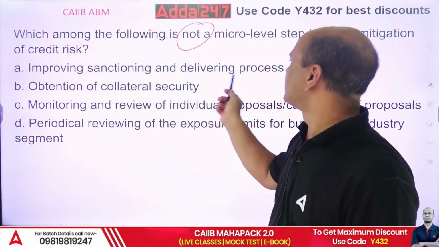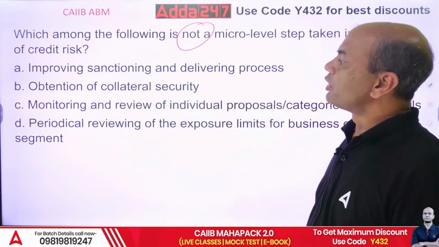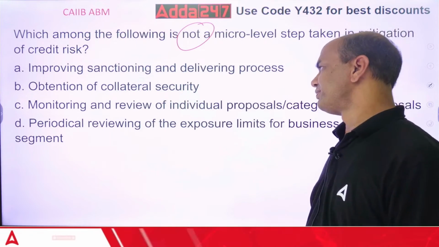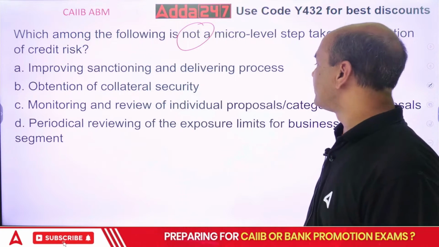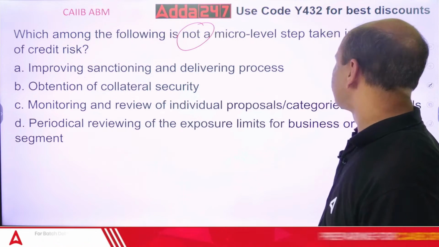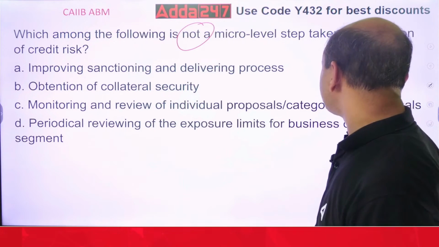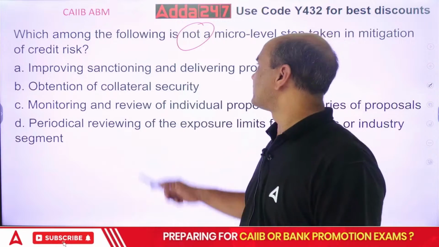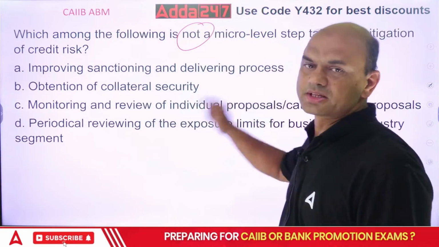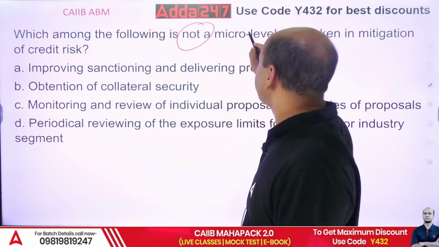Improving sanctioning and delivering process. Obtention of collateral security. Monitoring and review of individual proposals, categories of proposals. Periodical review of exposure limits for business or industry. Which of them is not a micro level step? Micro. What is micro?